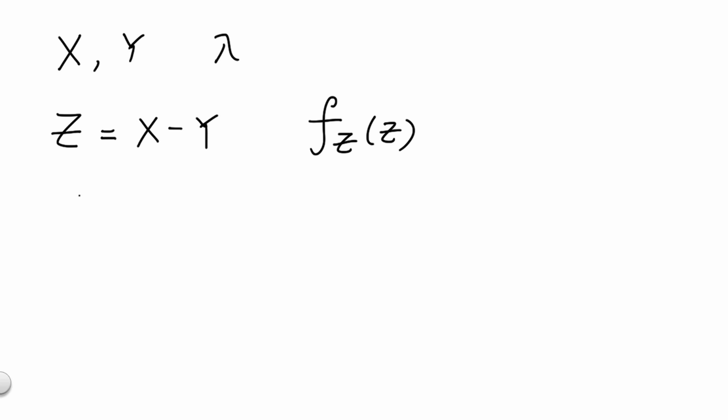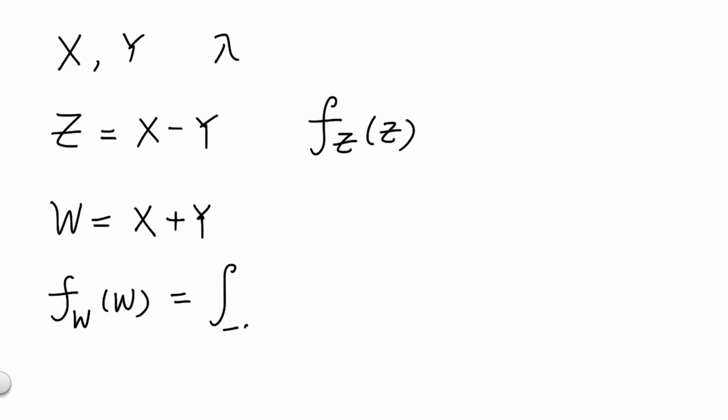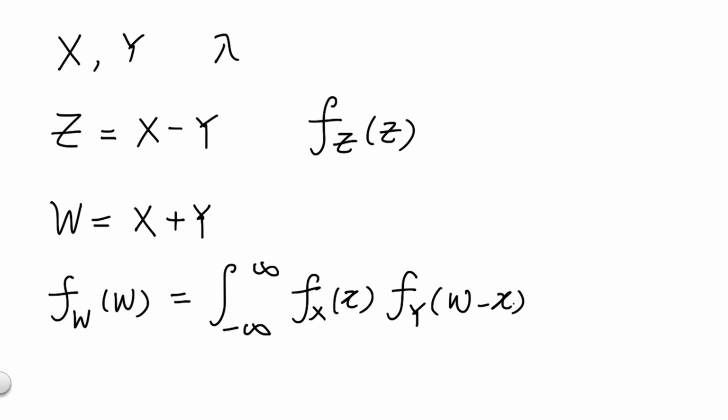Now we'll do so by using the so-called convolution formula that we learned in lecture. Recall that if we have a random variable w that is the sum of two independent random variables, x plus y, we can write the probability density function f of w, little w, as the following integration, negative infinity to infinity, f of x, little x, times f of y, w minus x, integrated over x.